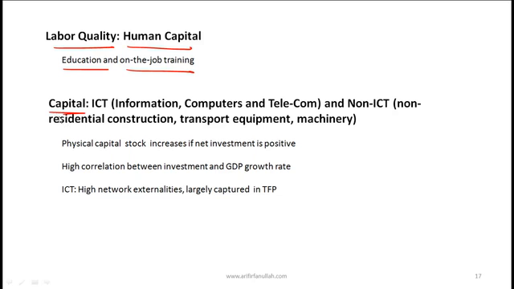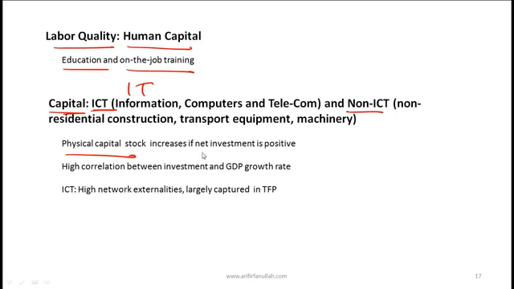Next, capital. Now, when we talk about capital, we need to draw a distinction between ICT, which is sometimes just called IT. This is information, computers, and telecommunications related equipment. So this is one category of capital, and another category then is non-ICT, which is everything else, typically non-residential construction, transport equipment, machinery, etc. So let's look at non-ICT first. So this essentially is our physical capital stock.